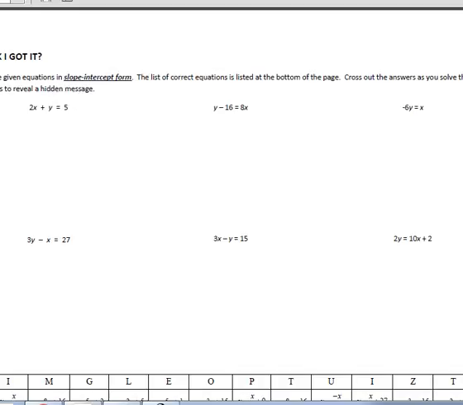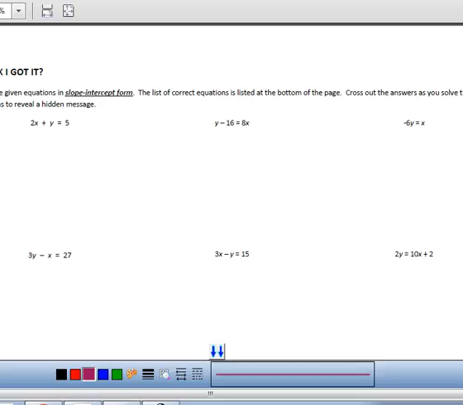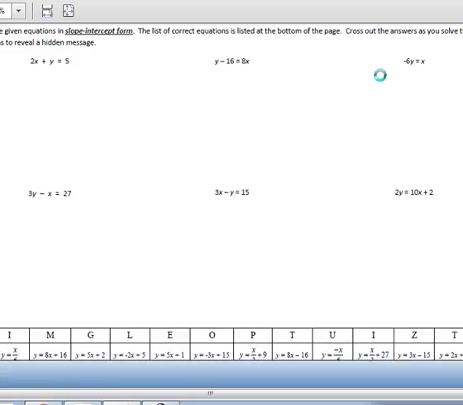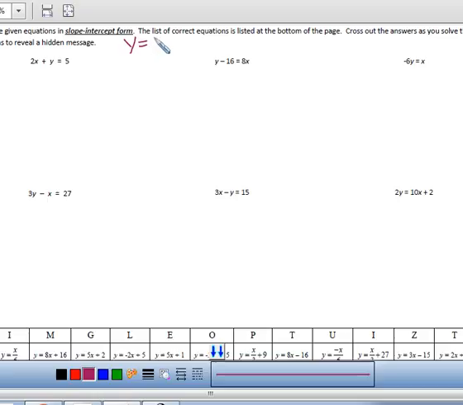I'm going to do one of these just to demonstrate. By the way, they tell us it needs to be in slope-intercept form. So all of these need to be y equals mx plus b. So the one I'm going to do is this negative 6y equals x. So I divide both sides by negative 6. And I get y is equal to x over negative 6.